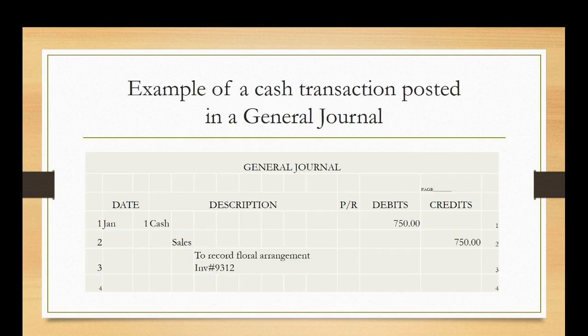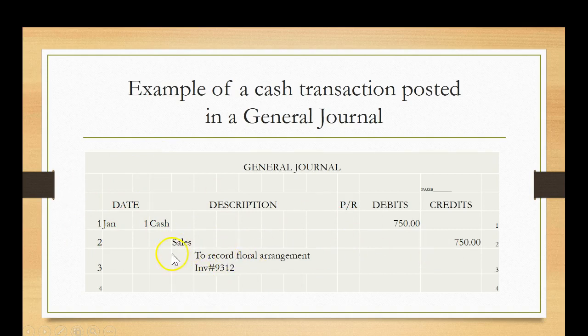So for example, on your first transaction on your instructions, it said sold floral arrangements for $750 cash to Annie's Flowers, issuing invoice 9312. If we were to record this transaction in a general journal format, we'd have to list a debit, we'd have to list a credit.